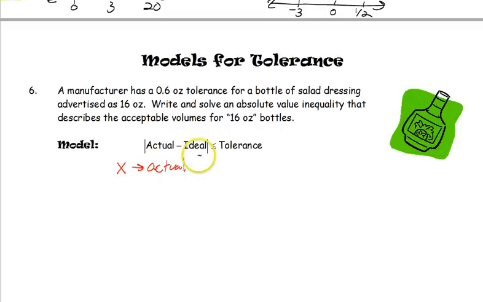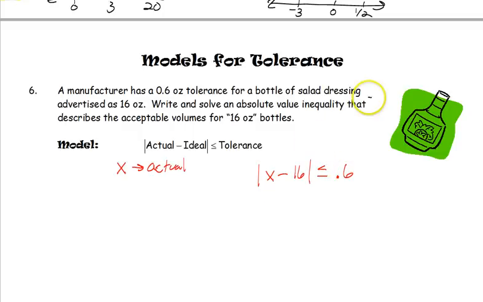Minus the ideal. The ideal is what's usually given to you, and the tolerance is also given. So this problem is actually pretty easy. We set it up. We have the absolute value of x minus our ideal, which is 16, and it's going to be less than or equal to the tolerance. The tolerance is 0.6. And that's the model right there.